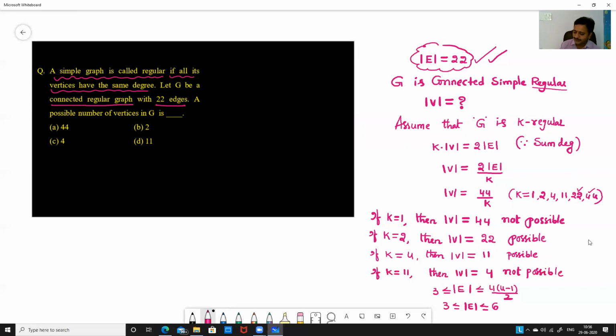Therefore, what are the possibilities for the number of vertices? The number of vertices may be 22, which is possible, and 11 is also possible. But in the options they provided 11, so I can say the correct answer for this question is 11. Right? So this is a problem based on regular graphs. Is it clear? So two problems were completed.